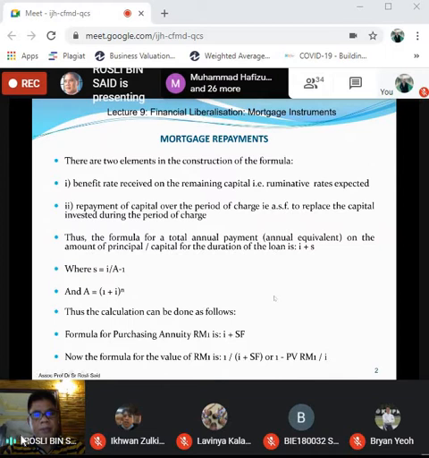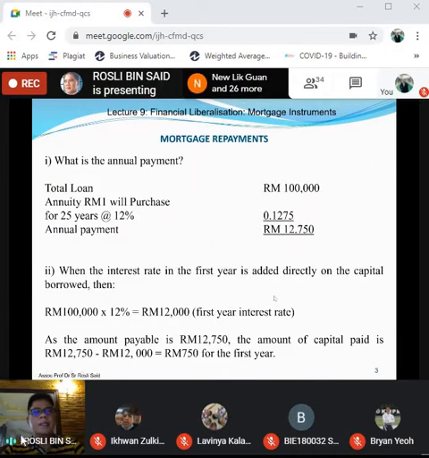So based on this formula, we try to calculate whatever the question asks you to do. Number one, the question asks us to calculate the annual payment. The annual payments will be, we know that the total value of the loan is 100,000. Therefore, we multiply by the annuity factor for 1 ringgit for the whole mortgage period, which is 25 years at 12%, which is 0.1275. Then the annual payment is 12,750.